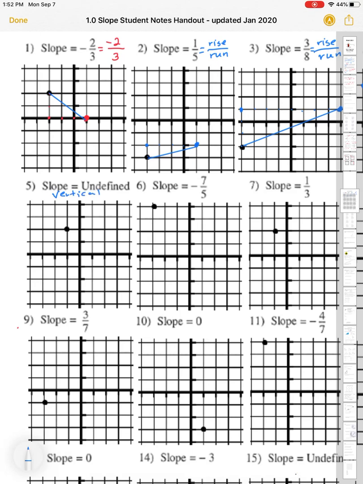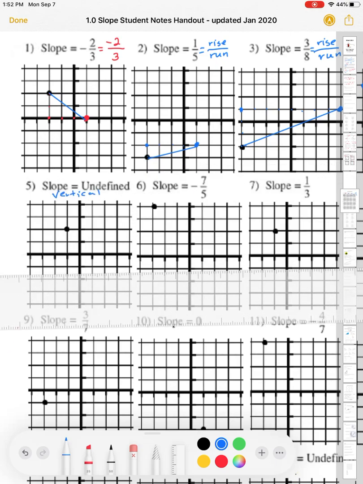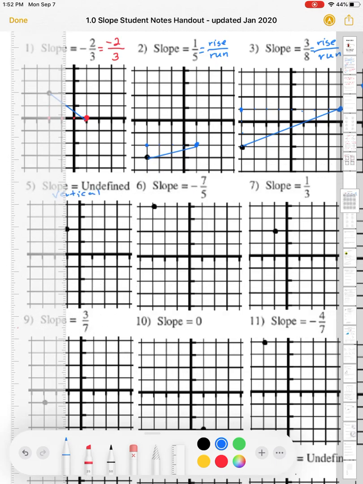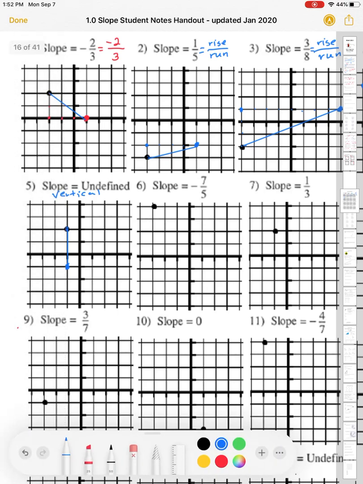Undefined. Undefined is vertical. So taking that, we just want a nice vertical line. Doesn't matter where from where. So we'll sketch it in like this. And that would be our vertical line. Whenever you see those zeros and undefined, you can figure them out that way.